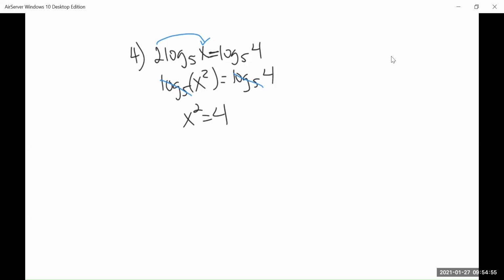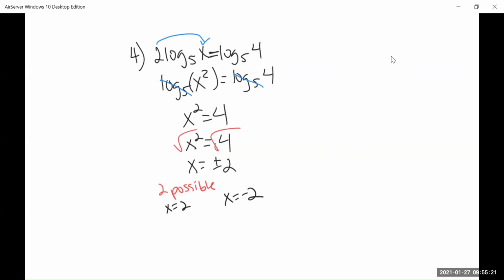So isolate the x. How do I isolate the x? I'd be taking the square root of both sides, right? So x equals plus or minus 2. This problem is a little different because we're dealing with logs. So I have 2 possible answers: a possible answer of x equals 2, and a possible answer of x equals negative 2.